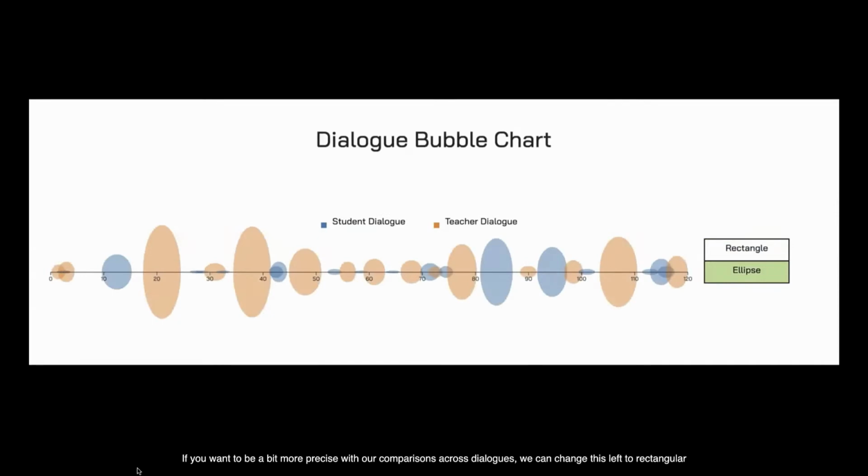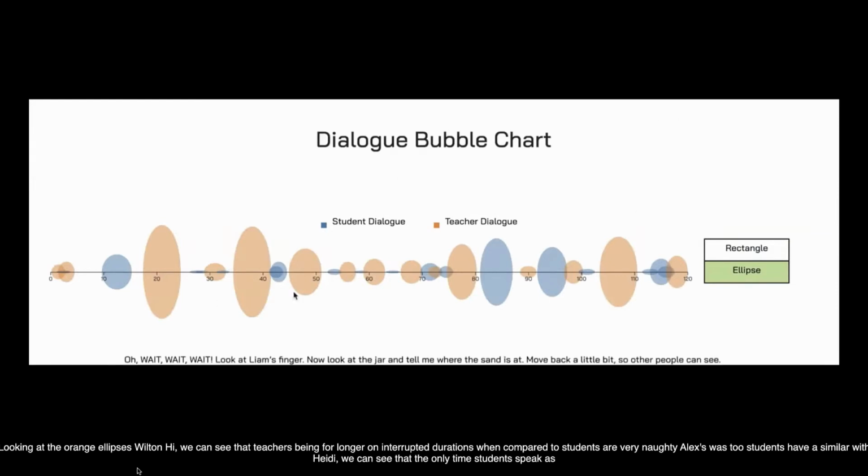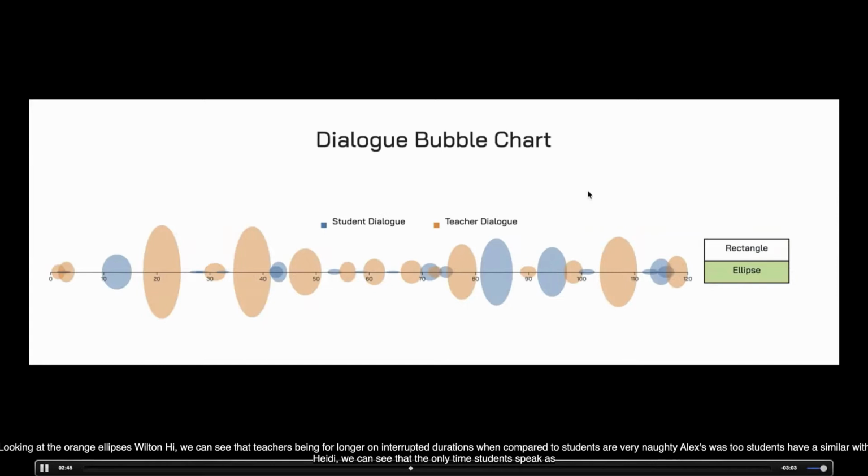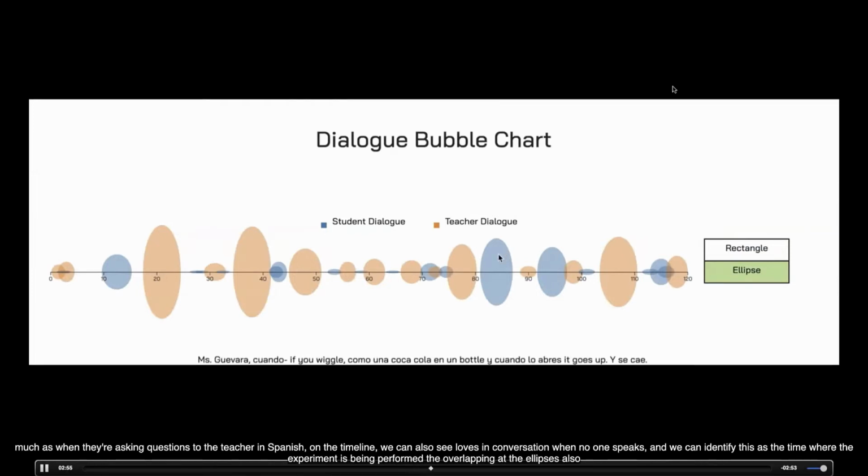The visualization reveals several relevant insights regarding the general pacing of the conversation. Looking at the orange ellipses' width and height, we can see that teachers speak for longer uninterrupted durations when compared to students. Hovering on the ellipses where students have a similar width or height, we can see that the only time students speak as much is when they're asking questions to the teacher in Spanish.